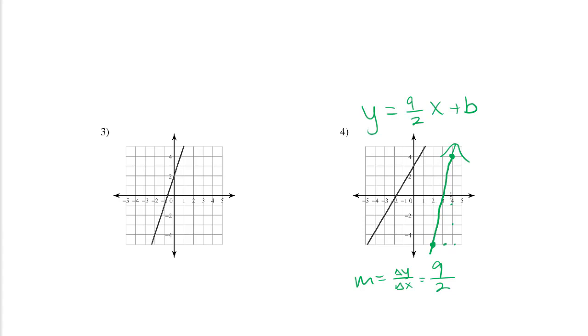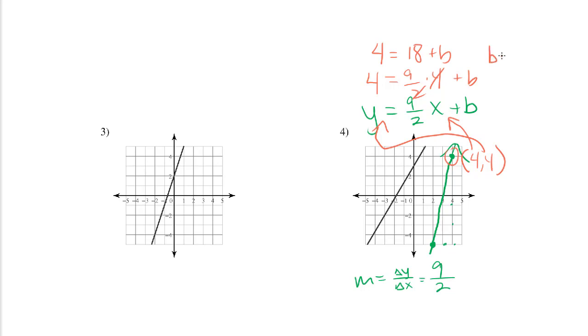If I look over 1, 2, 3, 4, comma, over 4, my point there is 4, comma, 4. I'm going to plug that back in for my x and my y, and I'm going to solve for b. So what does that work out to? That's going to be 4 equals 9 halves times 4 plus b. 4 equals 9 times 2, or 18, plus b. Subtract 18 from both sides. b equals minus 14.